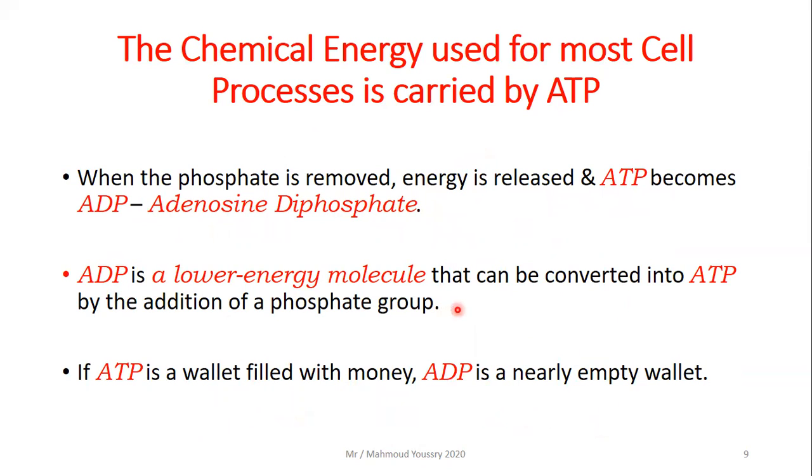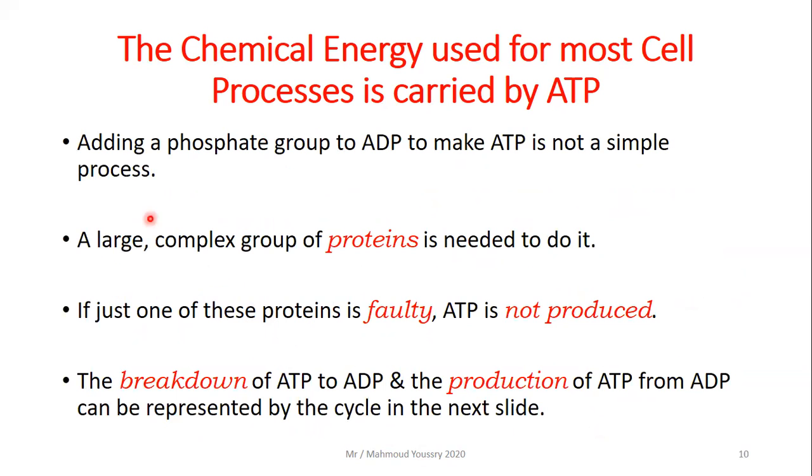ADP is a lower energy molecule that can be converted into ATP. How? By the addition of a phosphate group. If ATP is a wallet filled with money, then ADP is a nearly empty wallet. Adding a phosphate group to ADP to make it ATP is not a simple process. Actually, a large complex group of proteins is needed to add the phosphate group. If just one of these proteins is faulty or made by mistake, ATP is not produced.